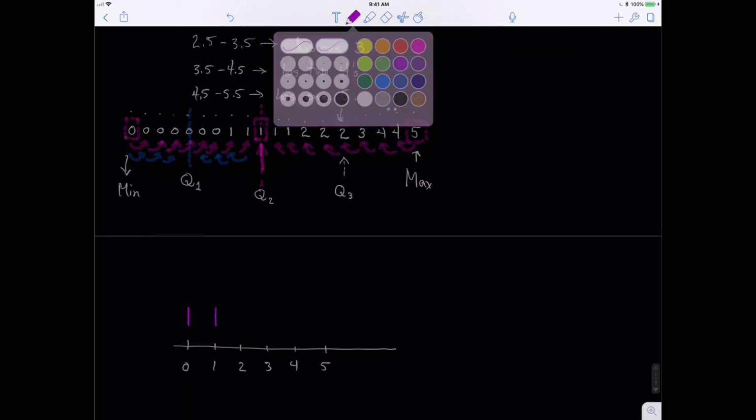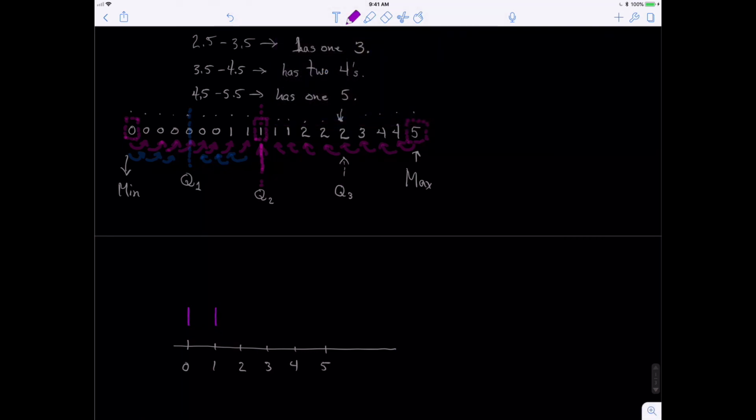Okay. And then let's continue. Q2, we have Q2. Q3 is at the 2. And it looks like the maximum is all the way out at 5. And so in this case, our box is actually just this far left. And the Q1 and the minimum are actually the same. And then we have this long whisker off to the right. And that is how we can make a box plot from a histogram.